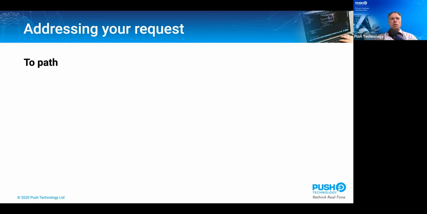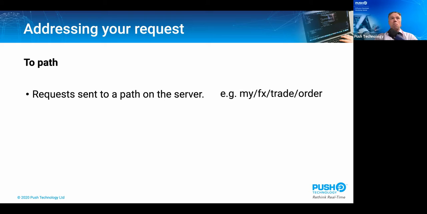Let's start with to path. This addressing mode, which we call to path, is where the sender addresses their request to a path on the server, such as my FX trade order. So the client sends the request to a path. It does not know where it's going to go beyond that.